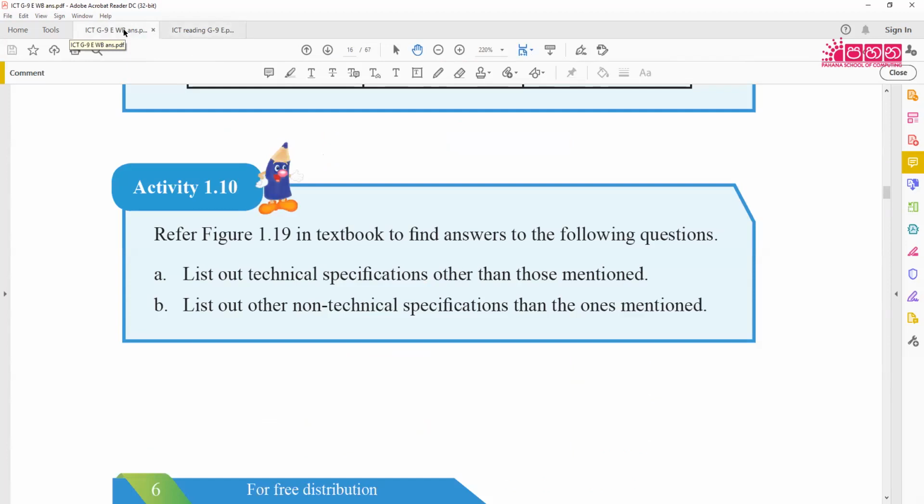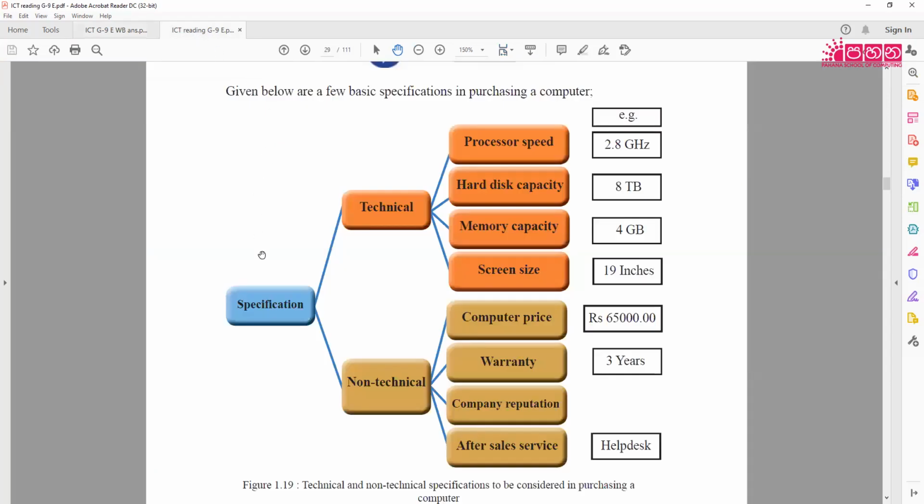To find answers to the following questions. List out technical specifications other than those mentioned. List out other non-technical specifications than the ones mentioned. Okay, so what question 1.10 asks is to list more technical features and maybe more non-technical features.